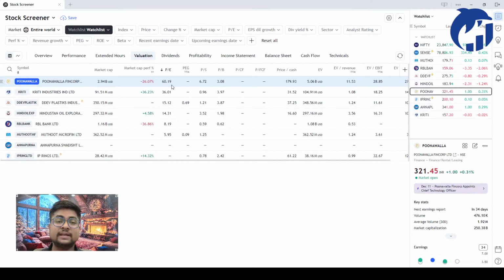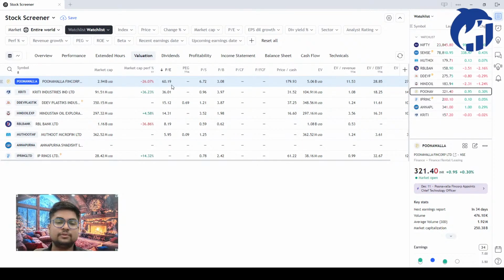One quarter cannot decide the stock price. So if you haven't bought any Poonawalla stock, just go and buy that stock. It will be very profitable for you for the long term investment also. It will be generating a lot of returns.